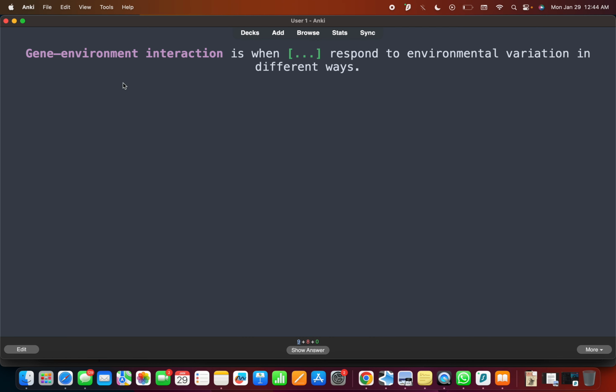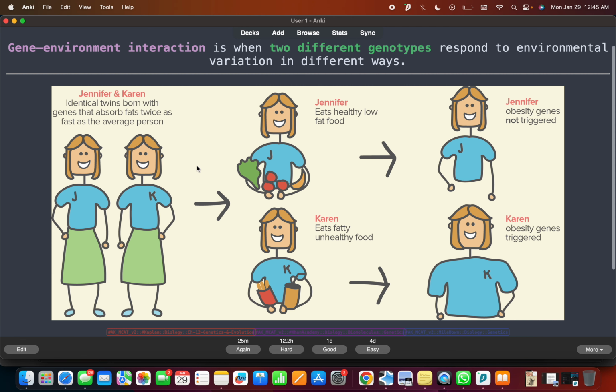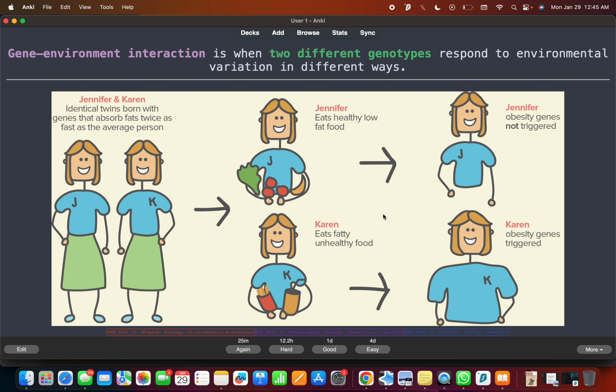But yeah. Gene environment interaction is when what responds to environmental variation in different ways? Two different genotypes. So gene environment interaction, when your genes are interacting with the environment, is when two different genotypes respond to environmental variation in different ways. Jennifer and Karen, identical twins born with genes that absorb fats twice as fast as the average person. Jennifer eats healthy, low-fat food. Karen eats fatty, unhealthy food. Jennifer's obesity genes are not triggered. Obesity genes in Karen are triggered. So two different genotypes. Gene environment interaction, responding to environmental variation in different ways.